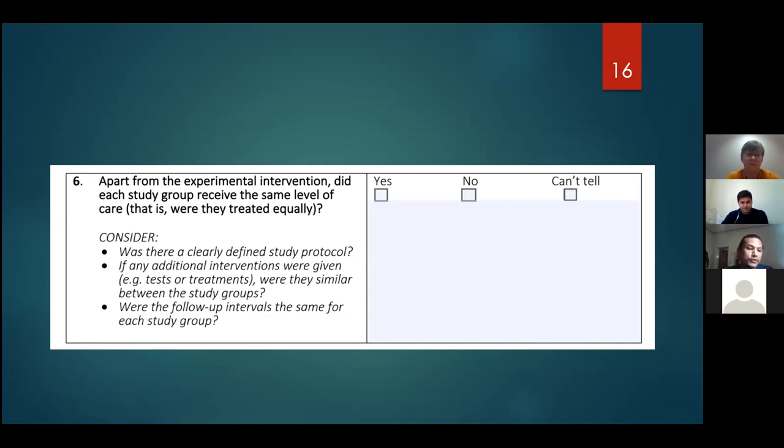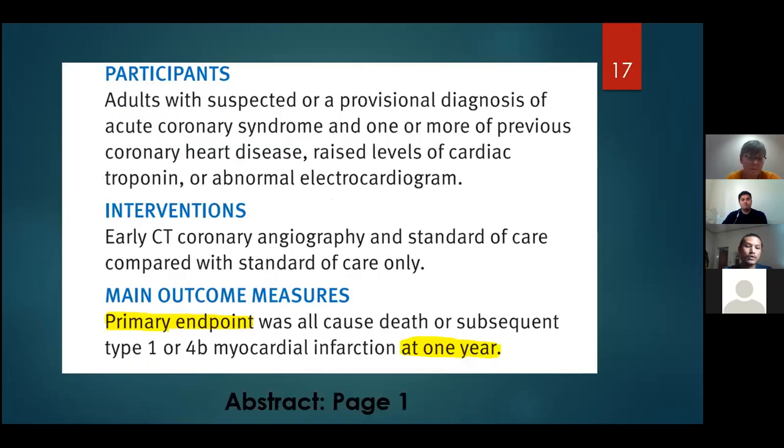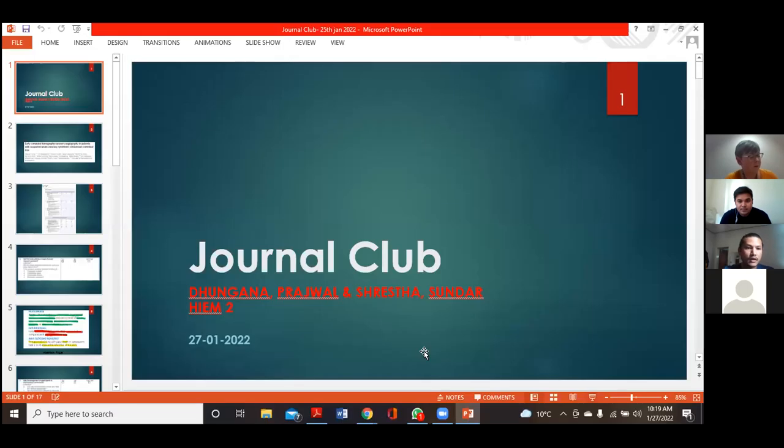And going forward to the third one, were the follow-up intervals the same for each study group? If you go to page 1, the abstract, at the main outcome measure, it has mentioned that the follow-up was at 1 year. So there was an equal follow-up for both groups. So that brings me to the end of my part of the presentation. So if you have any inputs, Sarah, can you give them, if that's okay?